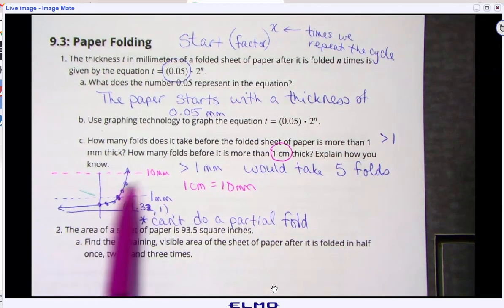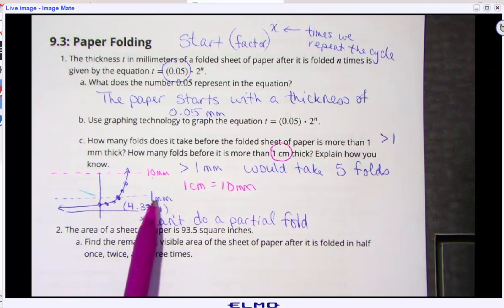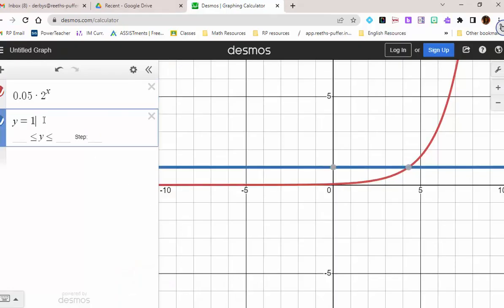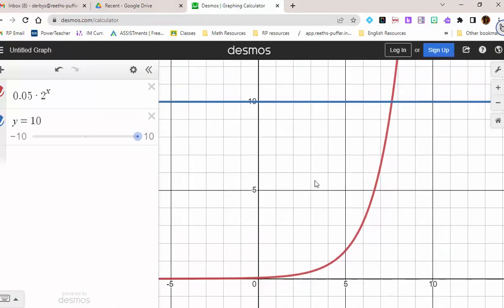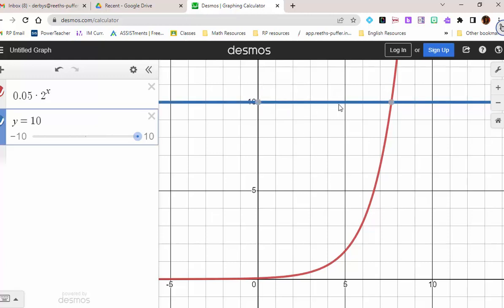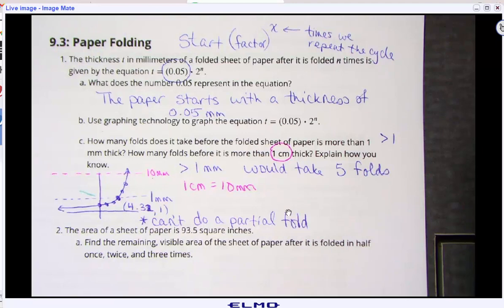All right, so I need to go back to my Desmos, and I need to change this where I wanted it equal to 1. And now this time I want it equal to 10. And my horizontal line is off my screen, so I just need to slide it down so I can see that line at 10. And when I click here, I see that it's going to take 7.6 folds. But again, I can't do a partial fold, so I have to round that up. It's okay for it to be more than 10 millimeters, but it can't be less than. So I'm going to go to that rounding up to make it more than.